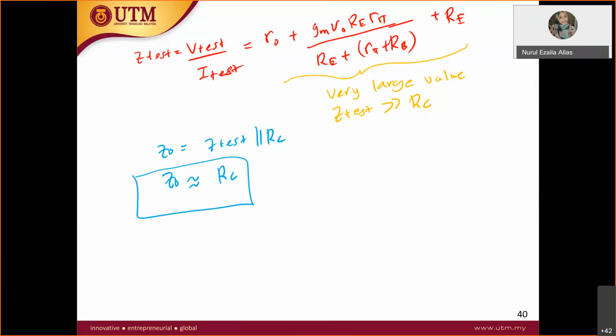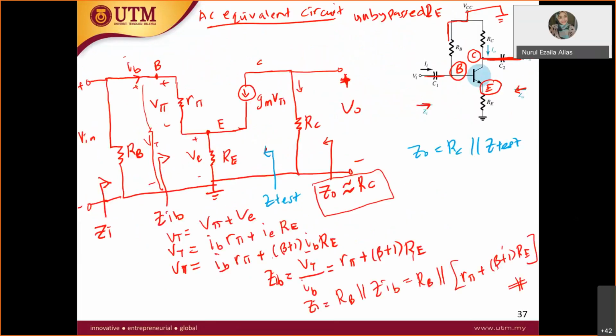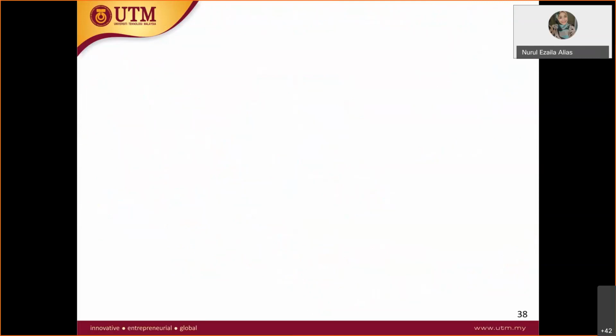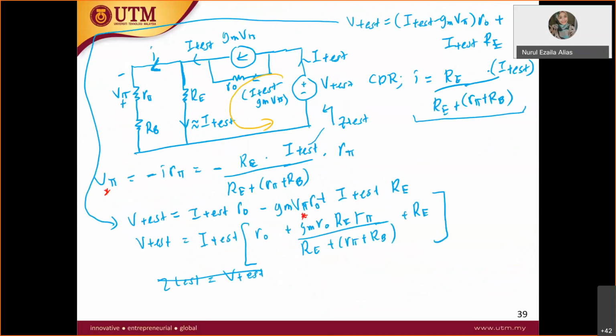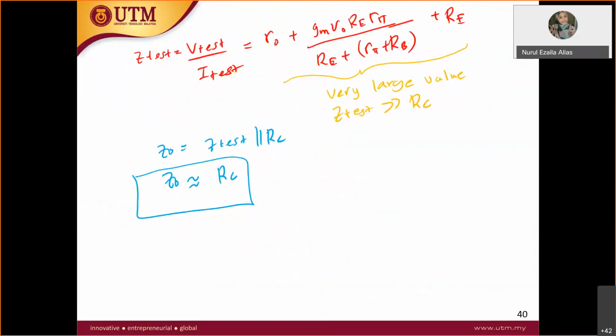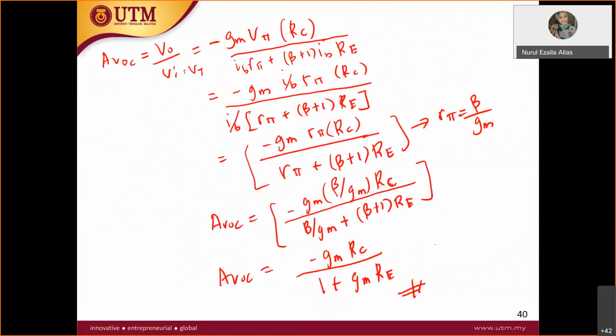With this one, which I haven't derived in the last class. I just said that Z naught is equivalent to the RC, but how it gets equivalent to the RC is by injecting an imaginary voltage, which is V test, which I have deleted here. I will write it again before I upload. So that's how you get the Z out equivalent to the RC. That's it. So this is for AVOC, I have explained in the previous class. So this is AI.